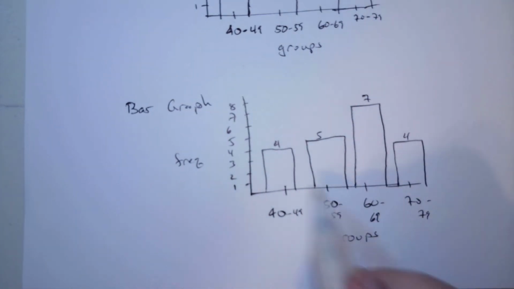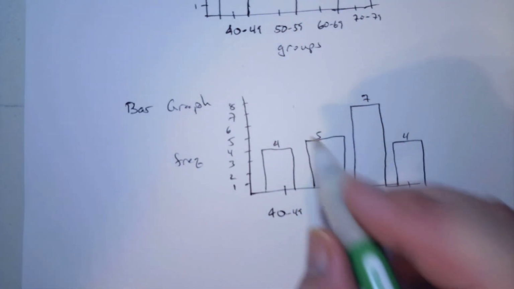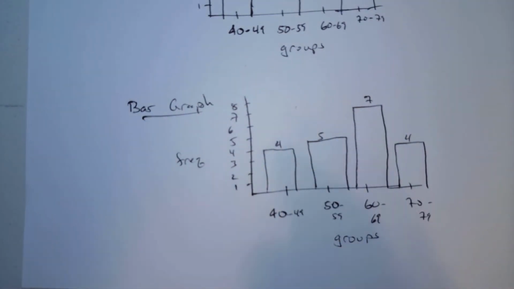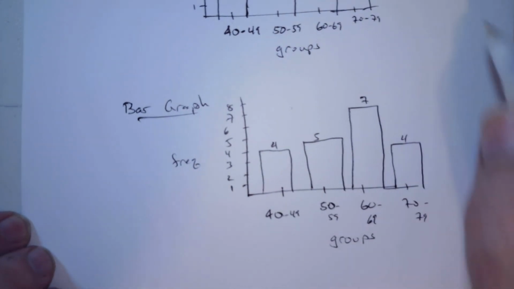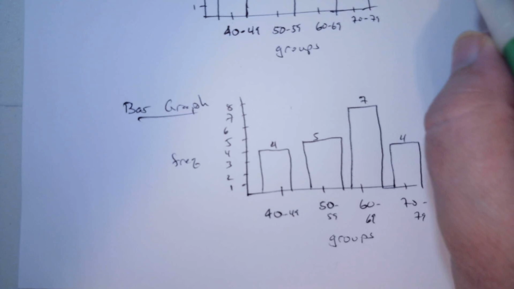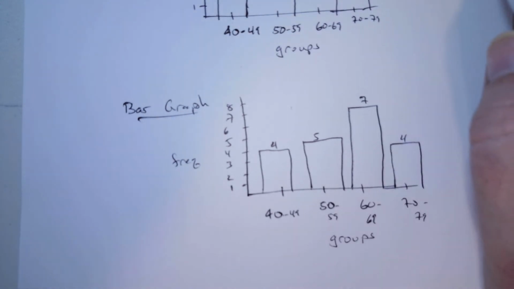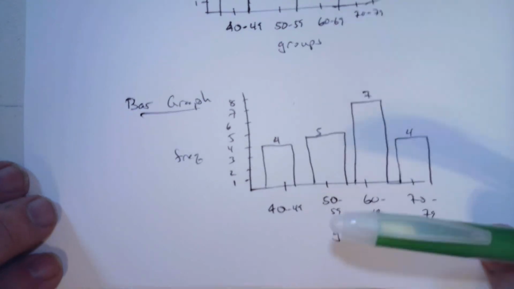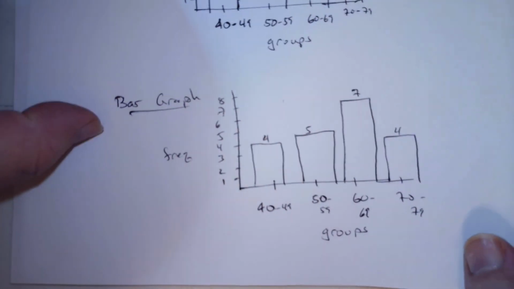Notice that there's a gap. Bar graphs have gaps, or spaces between them. The limitation of the histogram, I'll put it on the next page. So that's the example of the two.